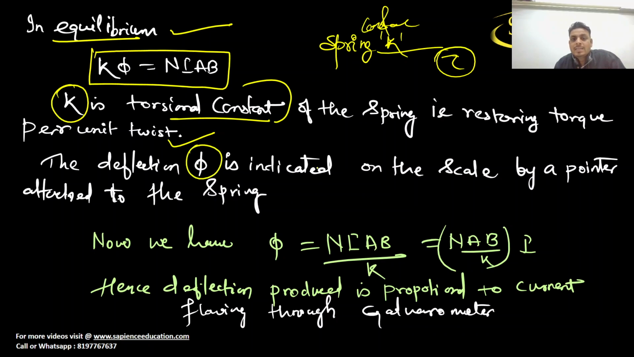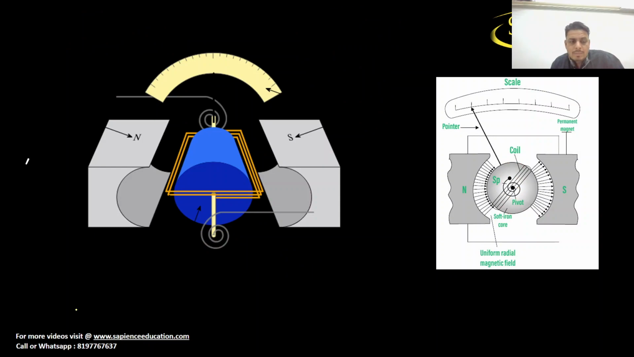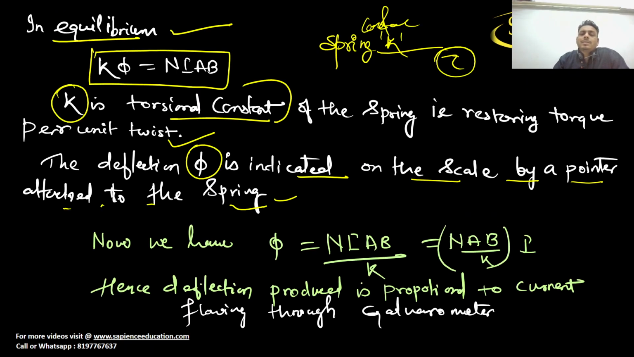Now the deflection phi is indicated on the scale by a pointer attached to the spring coil. Now see the structure here. If it is making an angle, it will move in this direction. Suppose it may move phi 1, or it may move like this, phi 2. The more it moves, it means that more current will flow. Why will more current flow? Let us understand.